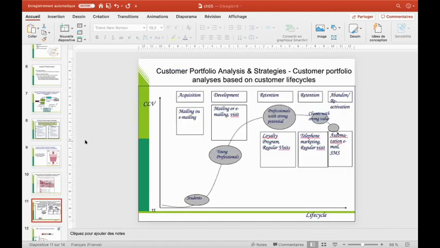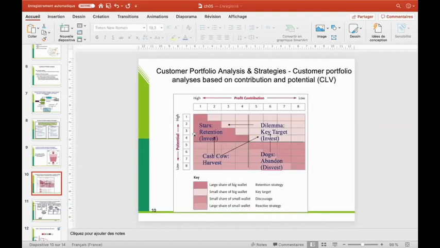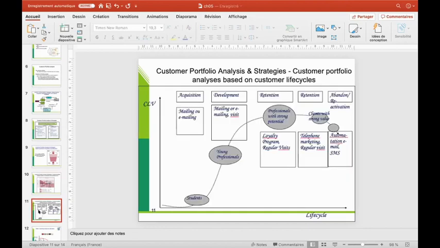This is a customer portfolio analysis based on customer life cycles. So it integrates, by the way, potential. Here in this segment, mostly are new customers. Cash cows are mostly older customers. And stars are customers in the medium stage. So this is what you can see here.